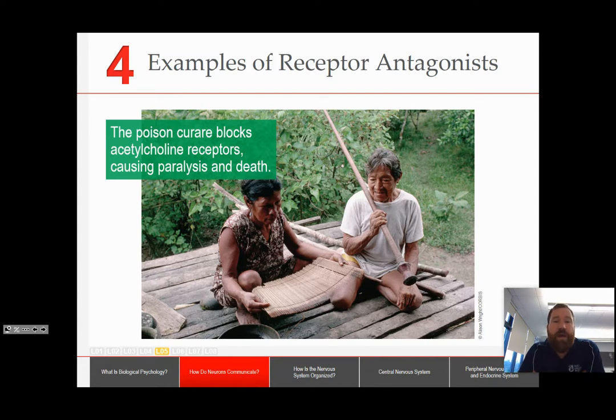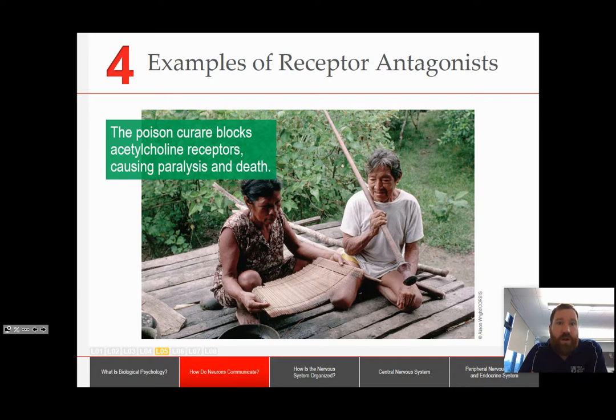Again, remember, antagonist does not always mean that it slows things down. If it's an antagonist for an inhibitory neurotransmitter, it will speed things up, right? It will basically cut the brakes, if you want to think of it that way.